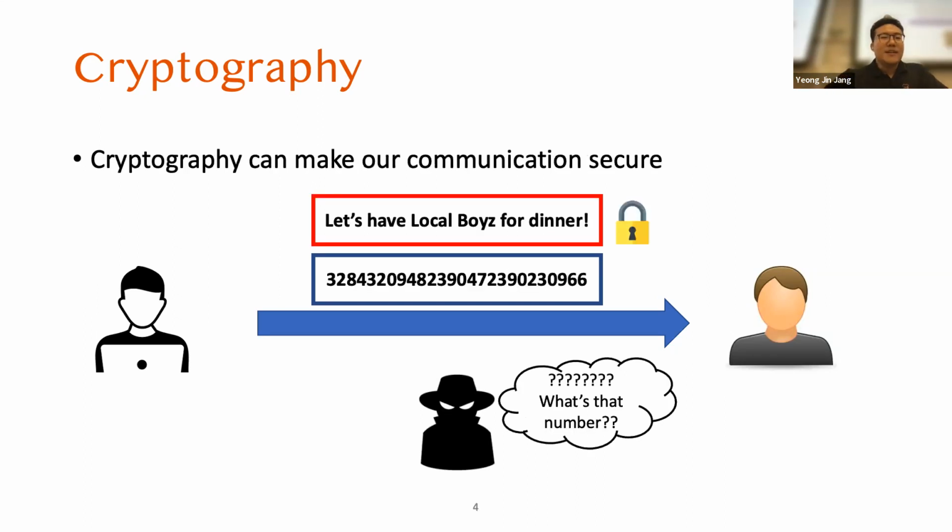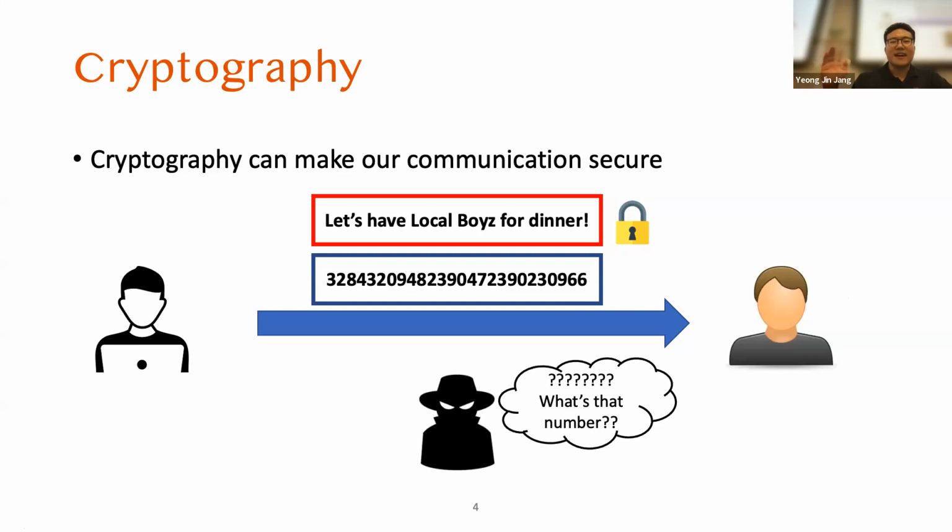So cryptography can make our communication secure. Conceptually, it's something like you have the plain text message, and we can lock it with a lockbox and give out the key to the other end. Then only the other person who got the key can open it and take a look at the plain text.